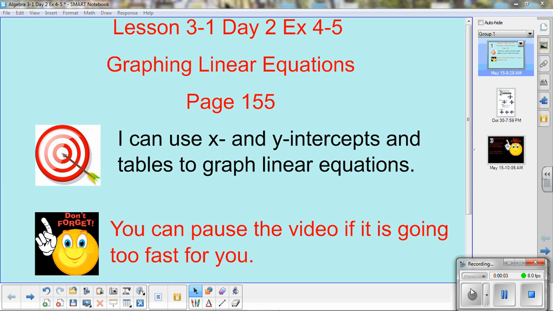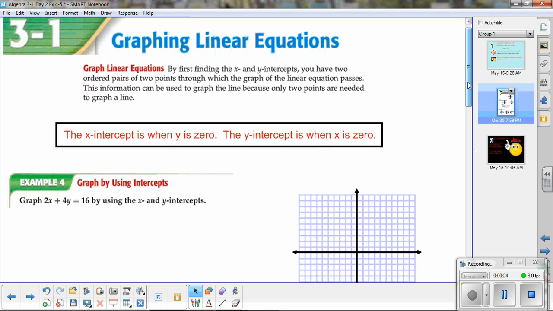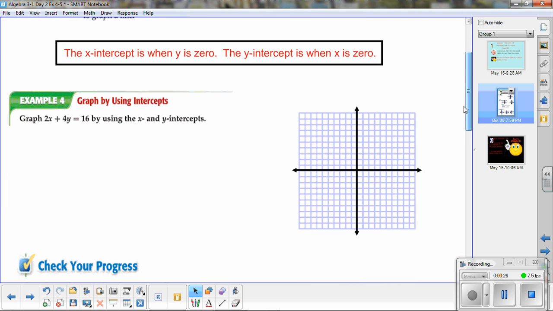In Lesson 3.1, Day 2, Examples 4 and 5, you will be graphing linear equations by finding the x and y intercepts and by making a table. In order to graph a line, you really only need 2 points. So if we find the x and y intercept, we can make our line. The x-intercept, remember, is when y is 0, and the y-intercept is when x is 0.